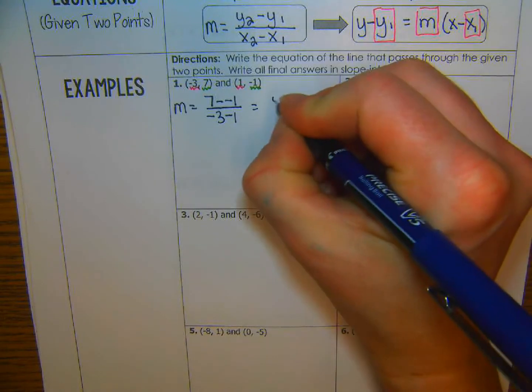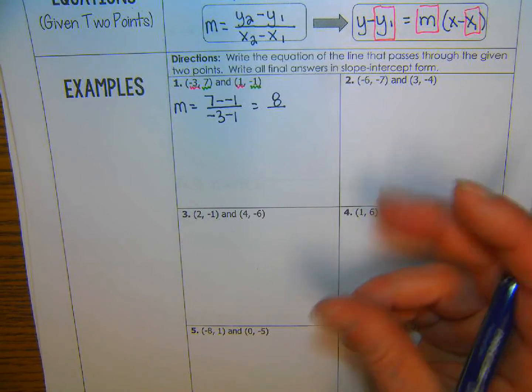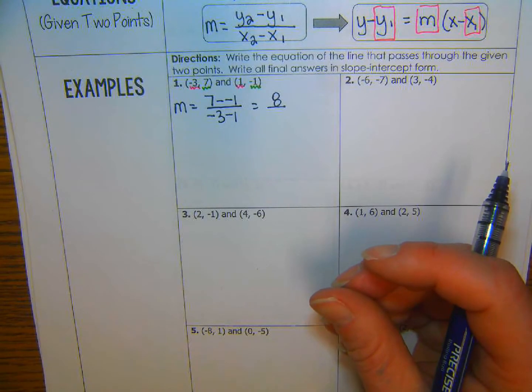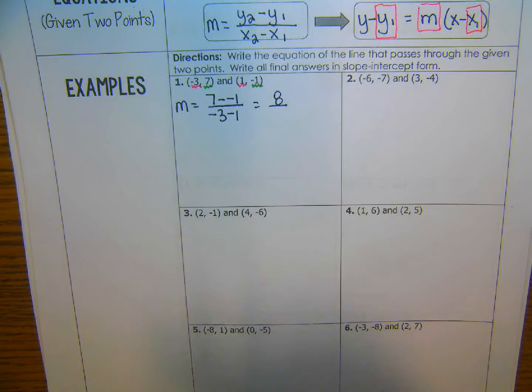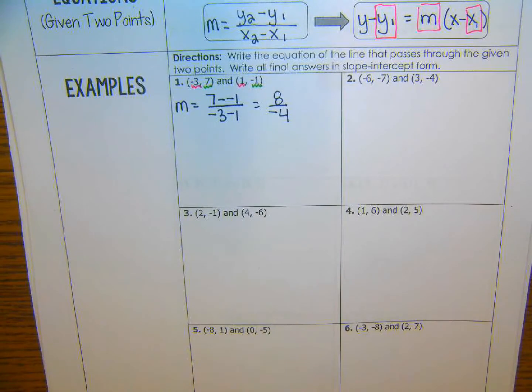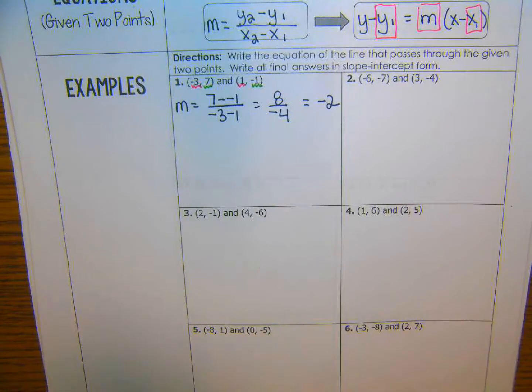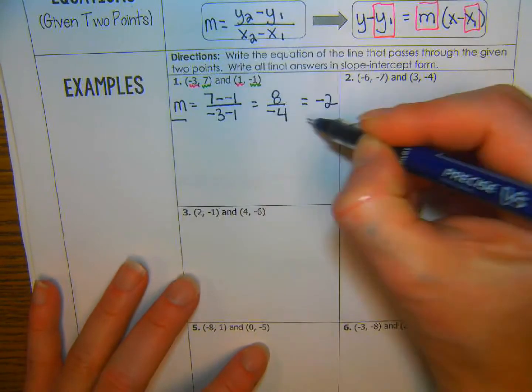Yeah, most common mistakes on these, by the way, guys, are like sign errors. Like people make an error with the sign of the positive or negative. What's negative 3 minus 1? Negative 4. And what's 8 divided by negative 4? So M equals negative 2.